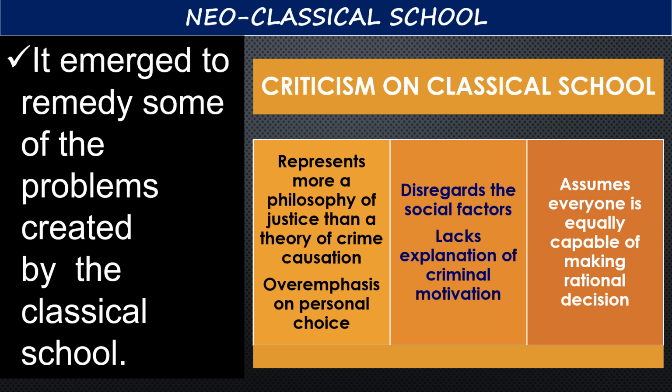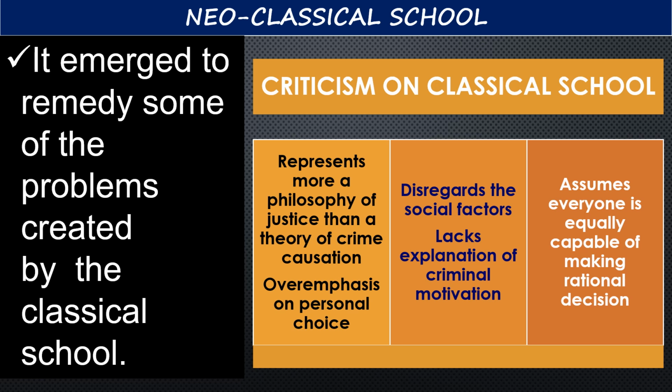The classical school represents more a philosophy of justice than a theory of crime causation. So in classical school, there was no clear explanation of crime causation. There was only a focus on the justice aspect of criminality, and an emphasis on personal choice. They disregarded other reasons why people commit a crime, such as social factors. So there was a lack of explanation of criminal motivation.